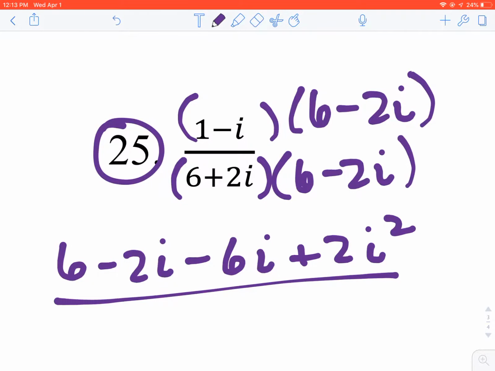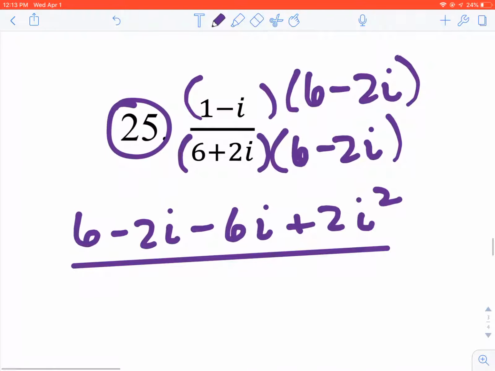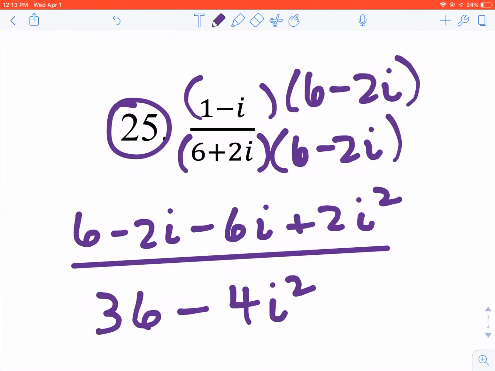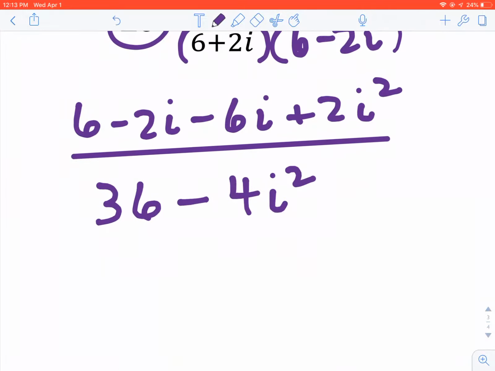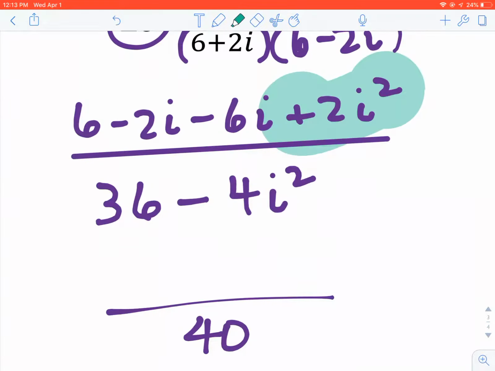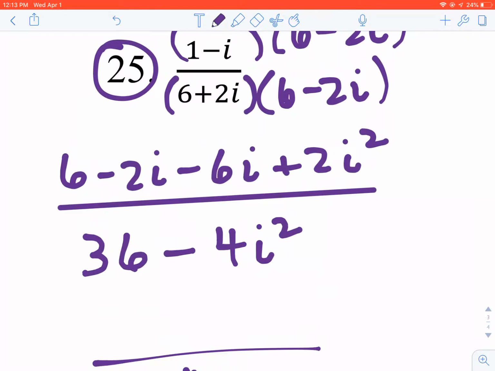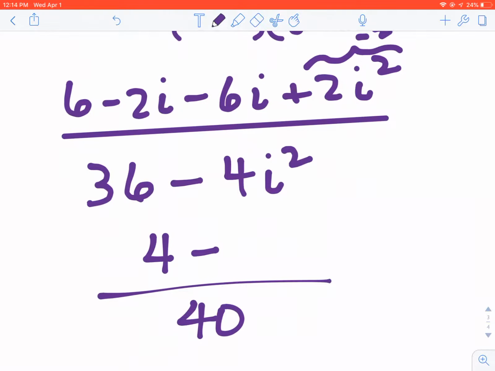All over. Remember with this, you don't have to do the middle term. 6 times 6 is 36 minus 2i times 2i makes 4i squared. Remember that makes it a plus 4. So here my denominator is 40. My numerator, remember this guy on the end here is really a minus 2. So this right here becomes minus 2. So 6 minus 2 is 4. And then minus 2i minus 8i is minus 10i.